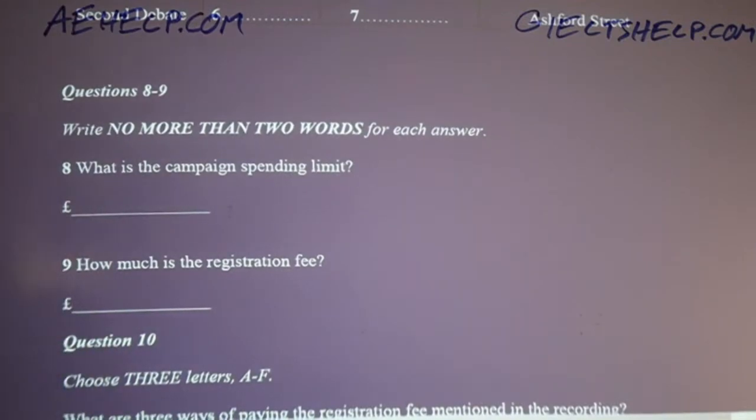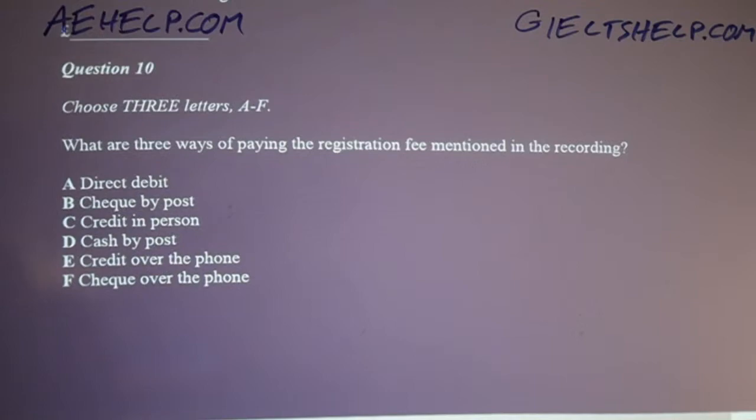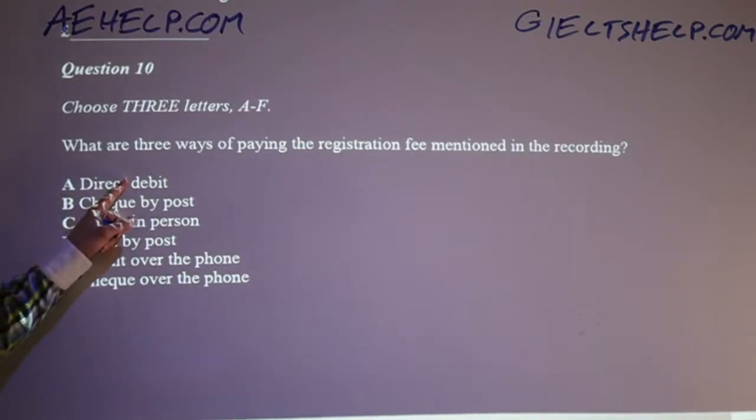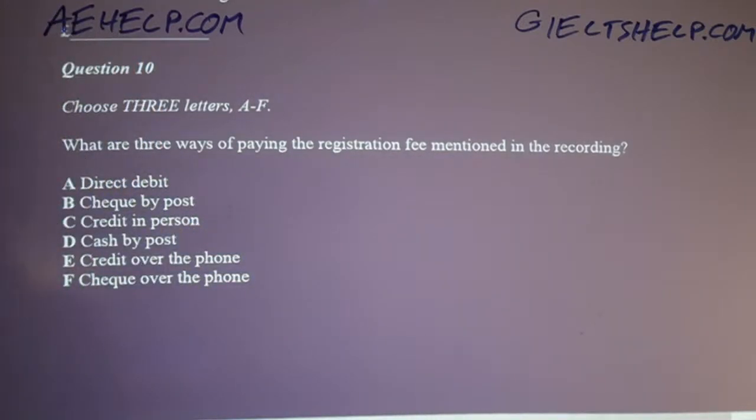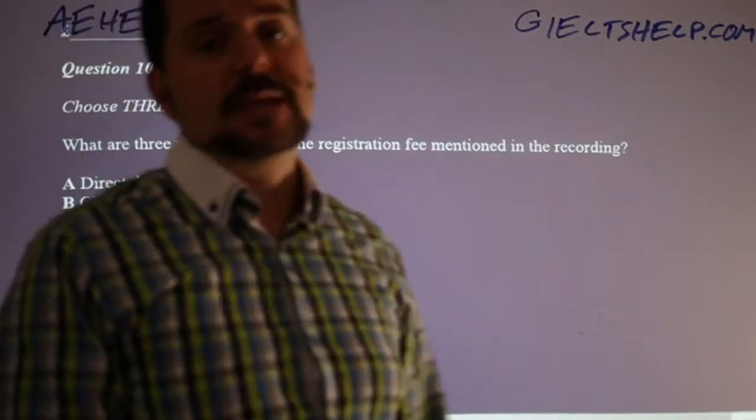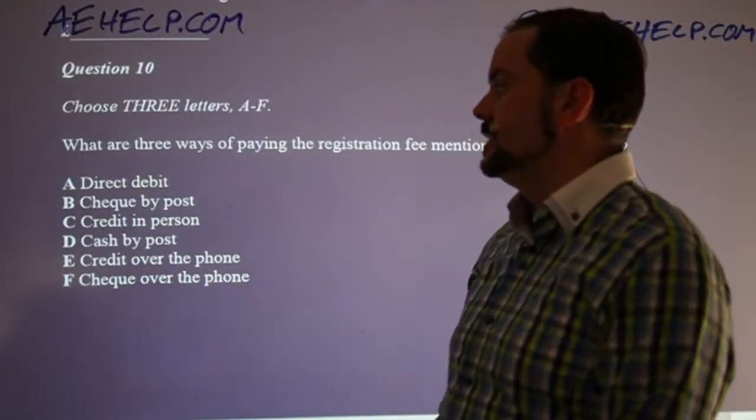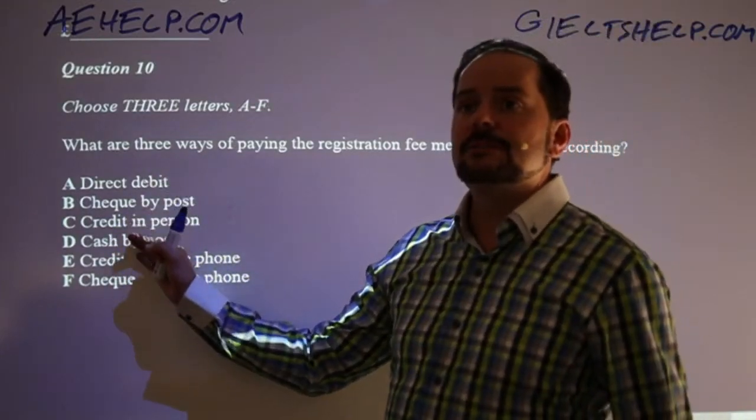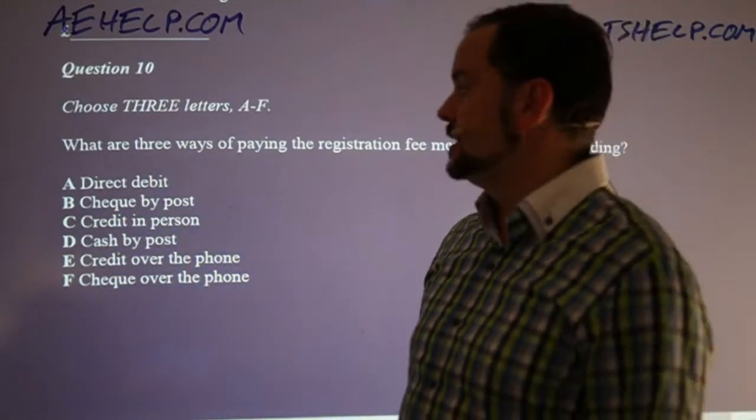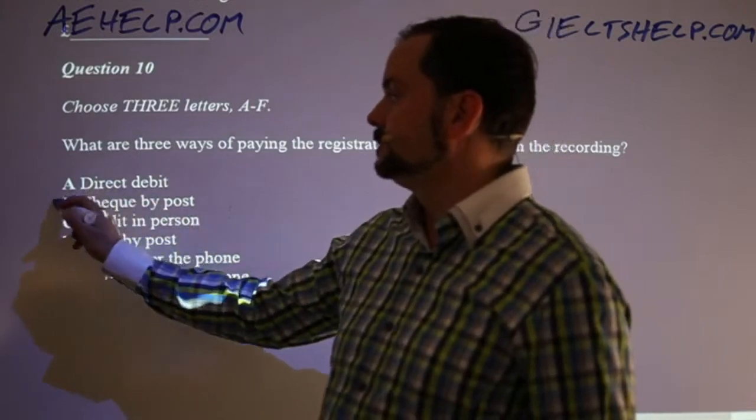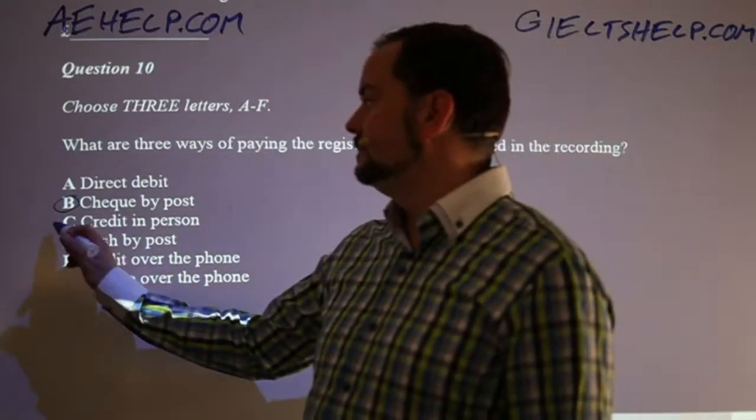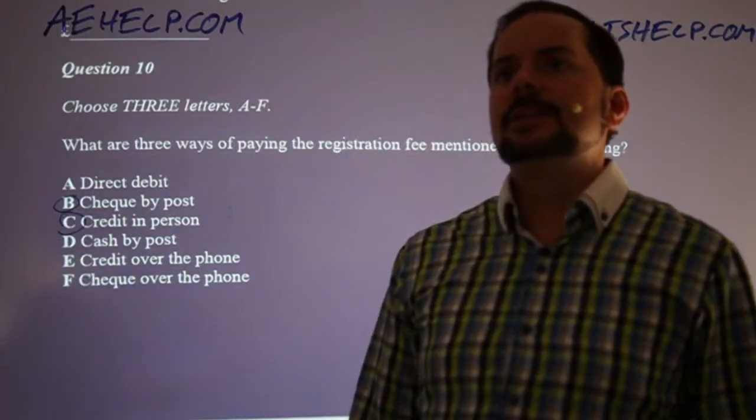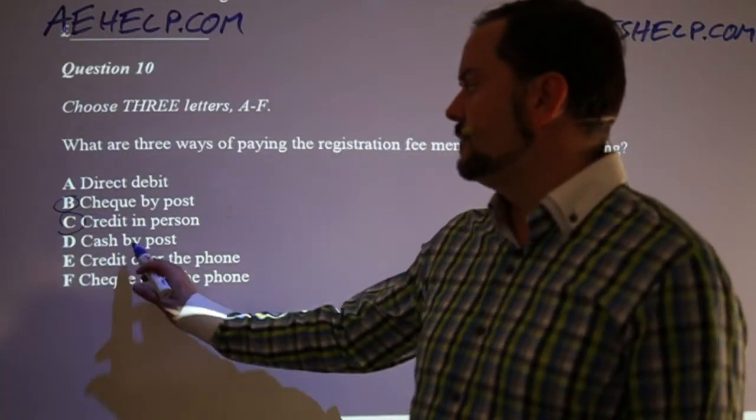All right. And then the multiple choice. This is where you can take some notes and use your logic. What are 3 ways of paying the registration fee mentioned in the recording? So the administrator says, well, you can pay the £50 in a few different ways. What are the 3 different ways? So Ayesh says it's B, check by post, as well as C, credit in person. And D, Ayesha, no, you should never send money in the post.